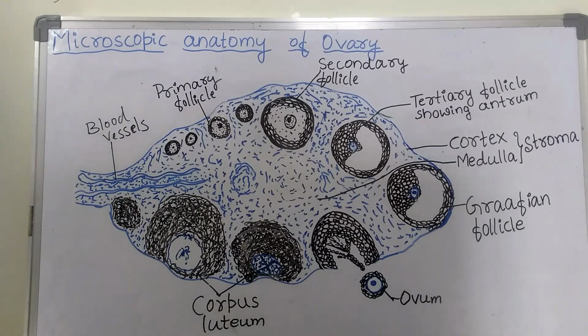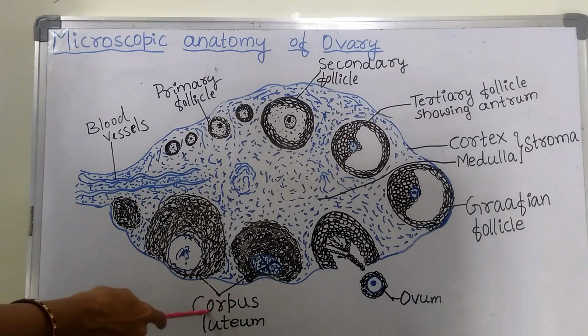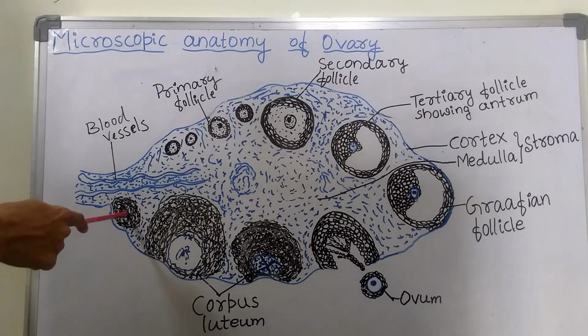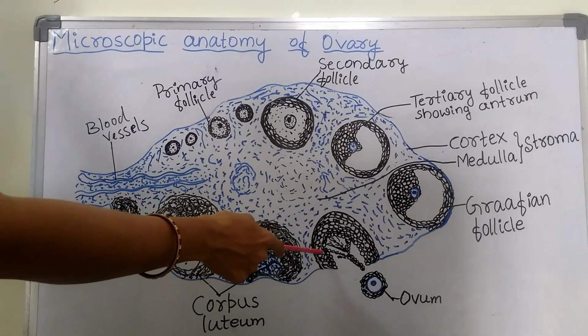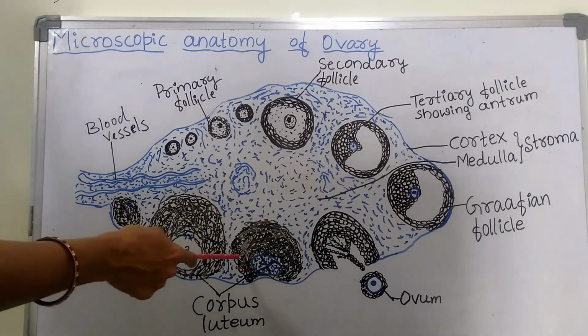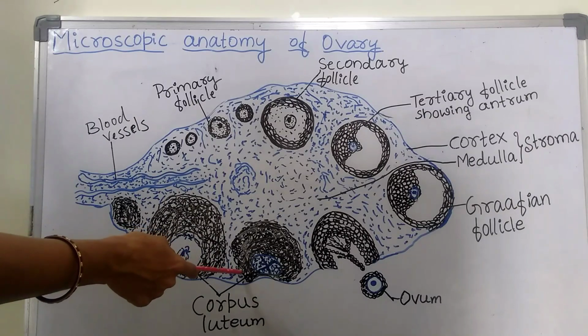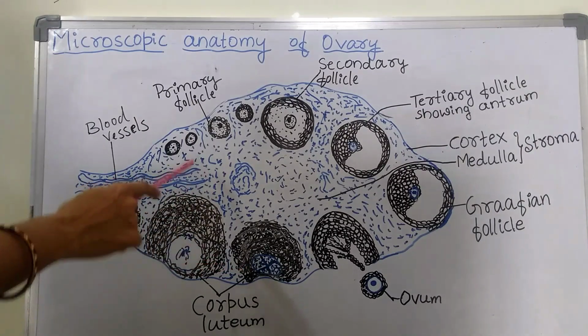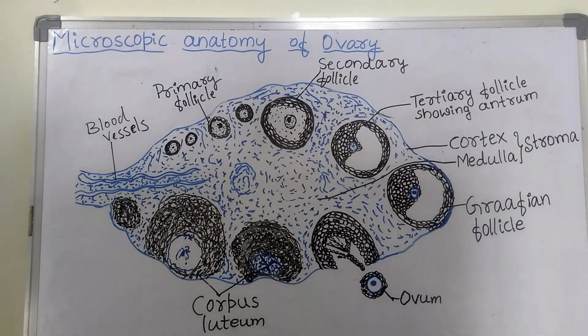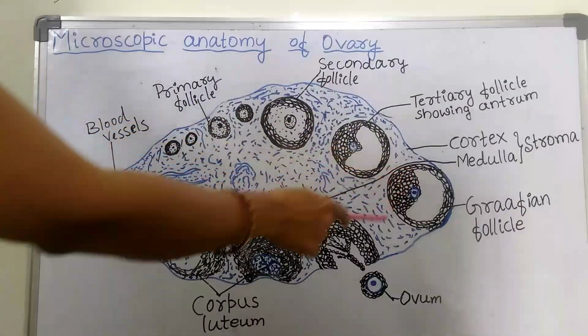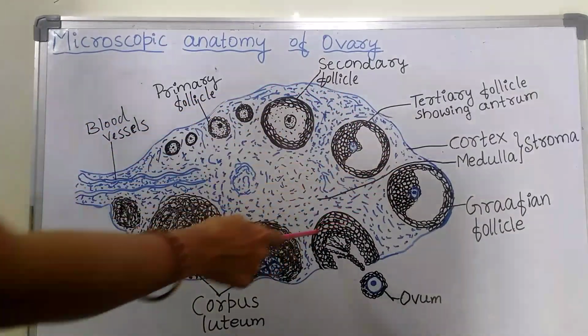If fertilization does not occur, then the corpus luteum degenerates into one more structure called corpus albicans. The Graafian follicle after rupturing turns into a structure called corpus luteum. This corpus luteum degenerates into a structure called corpus albicans. This is about the microscopic anatomy of the ovary.